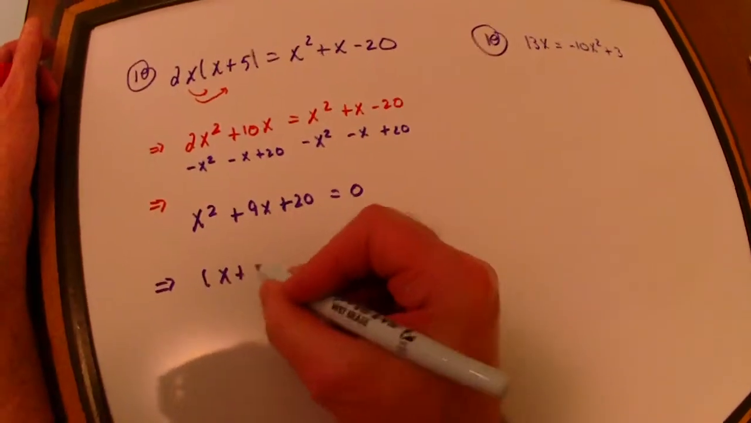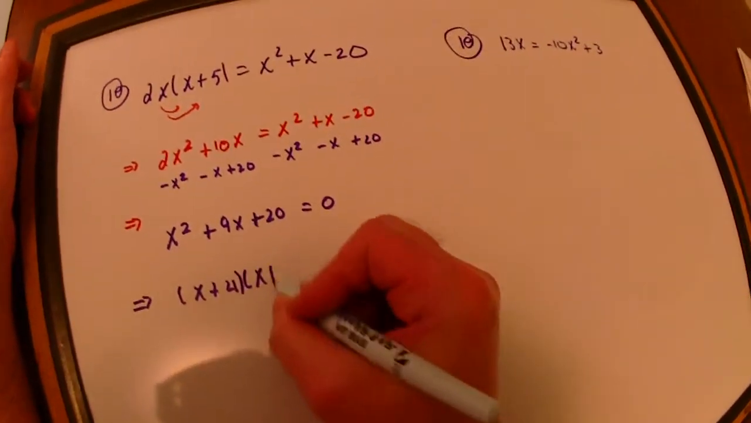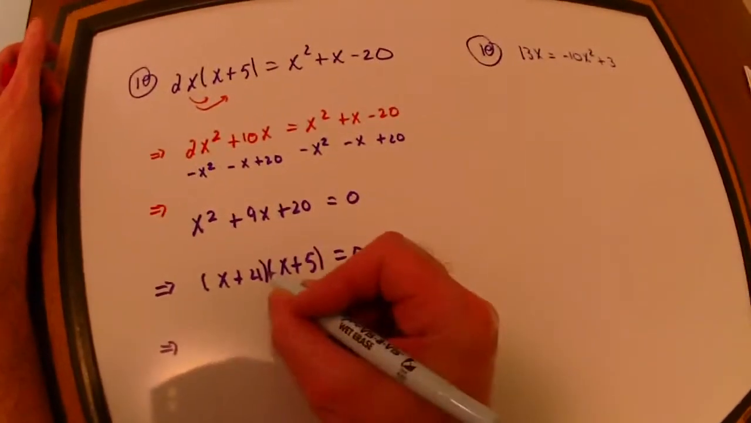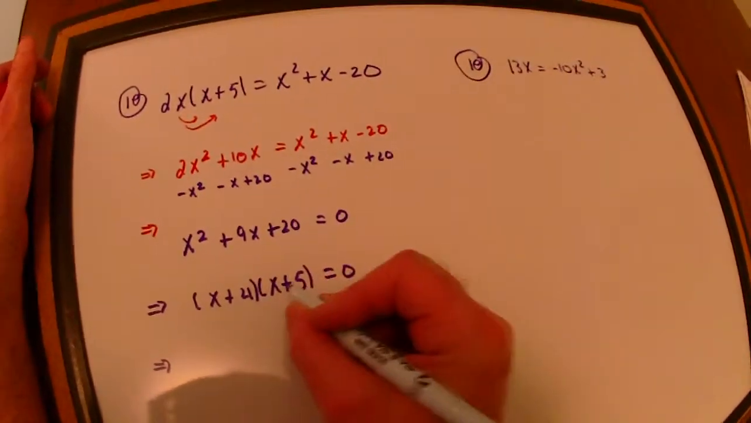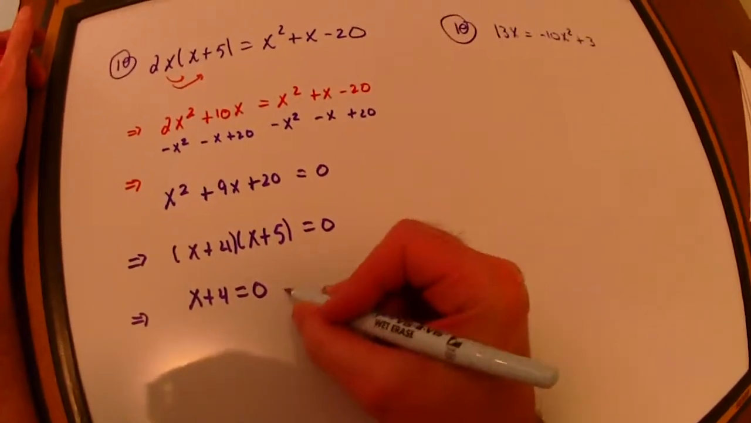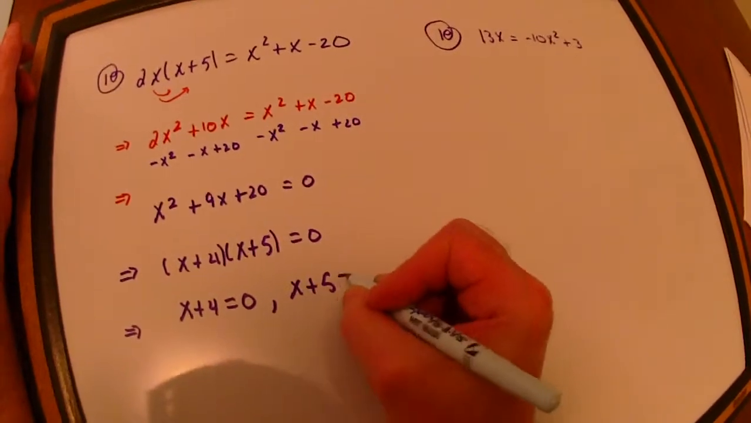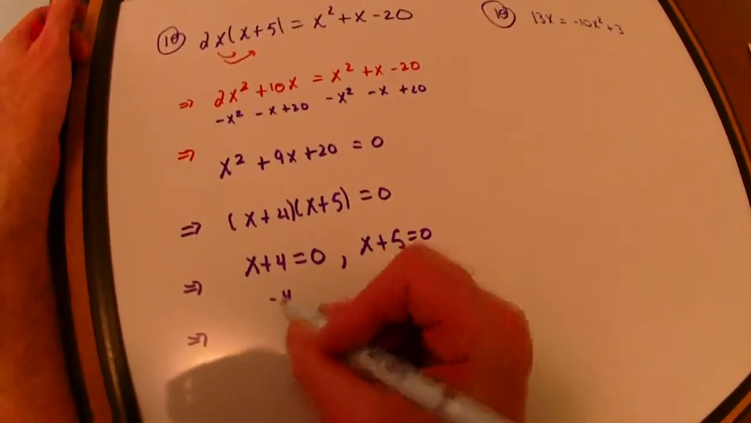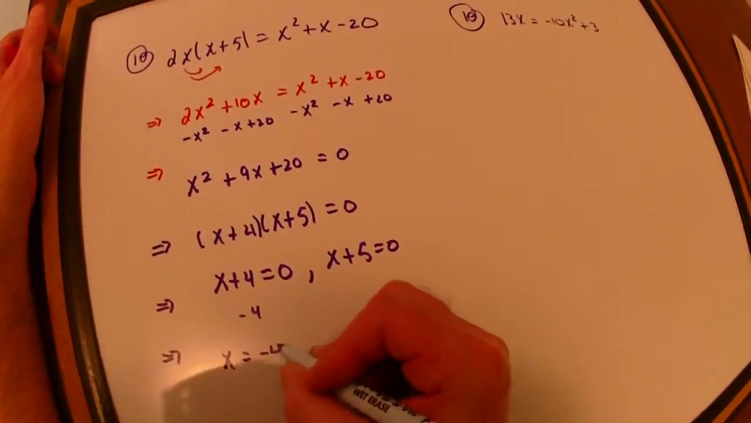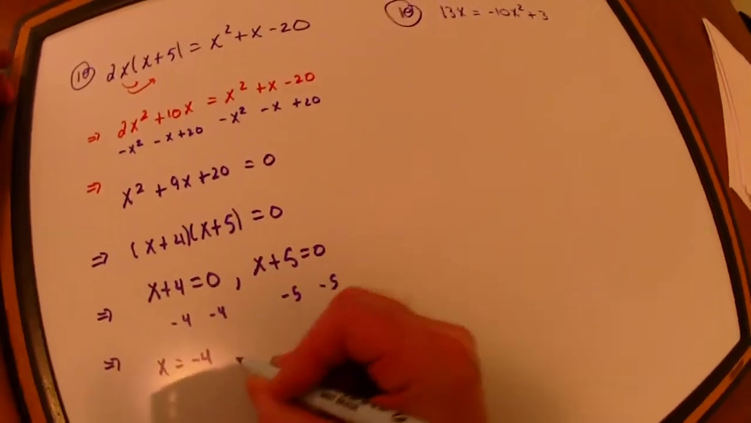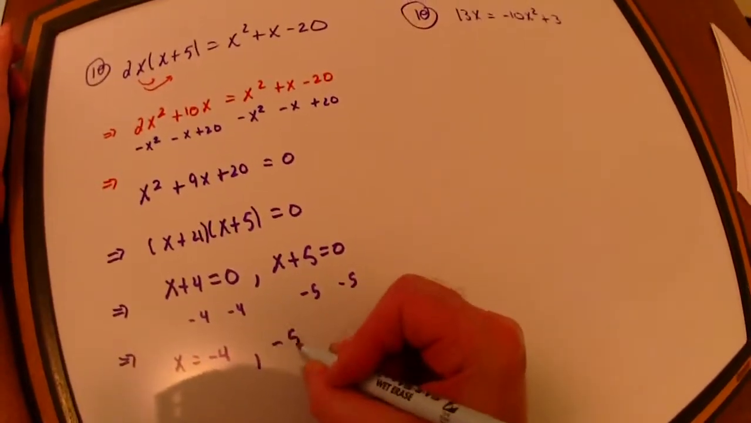This factors to be x plus 4 times x plus 5, and that's all equal to 0. The only way two things can multiply to equal 0 is if one of them individually equals 0. So x plus 4 equals 0, and x plus 5 equals 0. Now we have to finish solving for x, so here we subtract 4 and we get x is negative 4. And then here we subtract 5 from both sides and we get x is negative 5. And those are our two solutions.